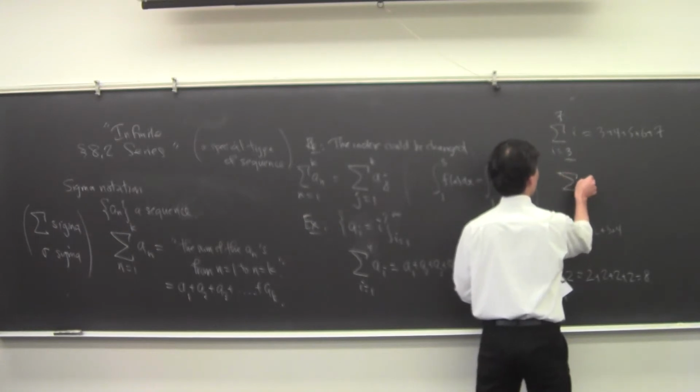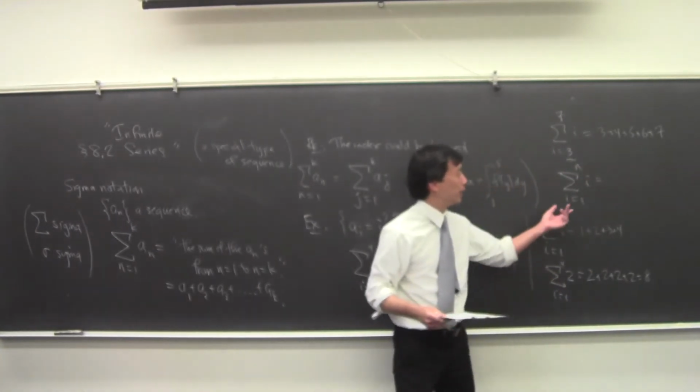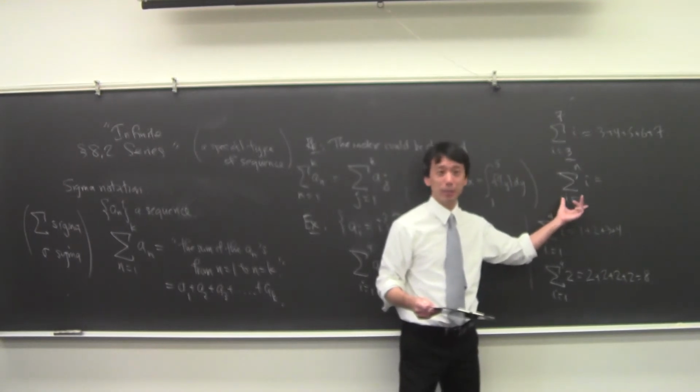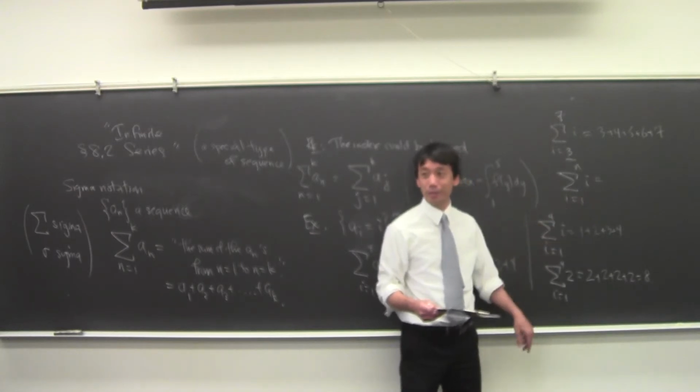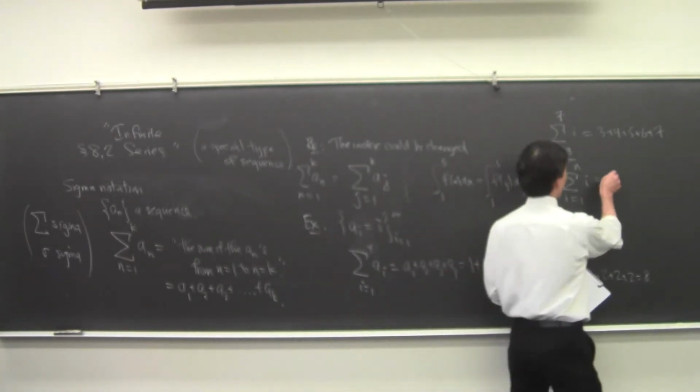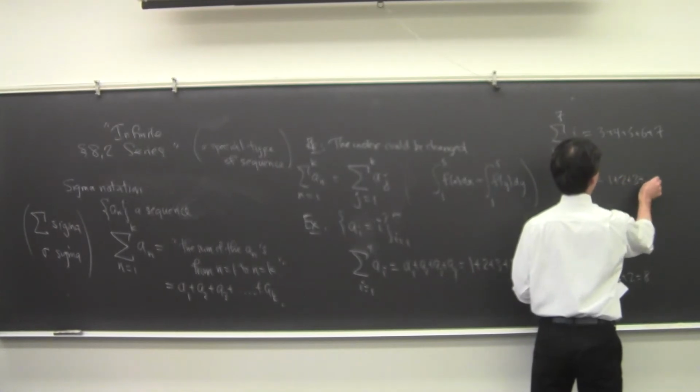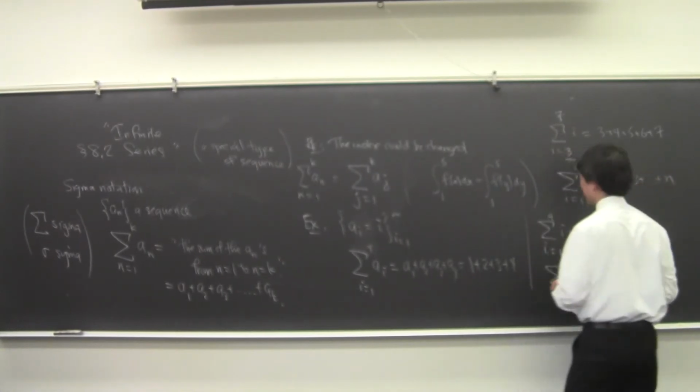If I write summation i from i equals 1 to n, what's that? What does that mean? Somebody just read it in English. You keep adding i's until it gets to n. So it'd be 1 plus 2 plus 3 all the way up to n.